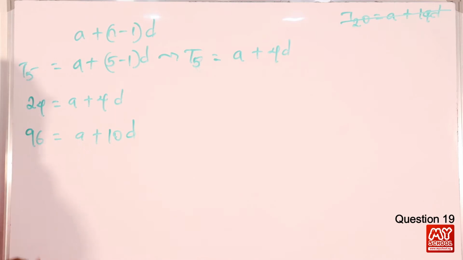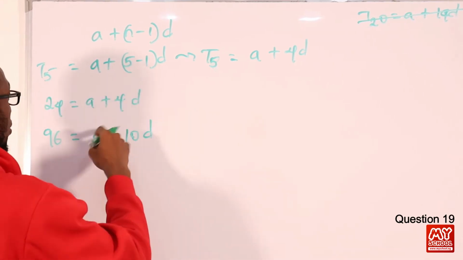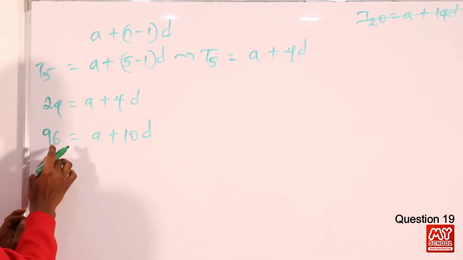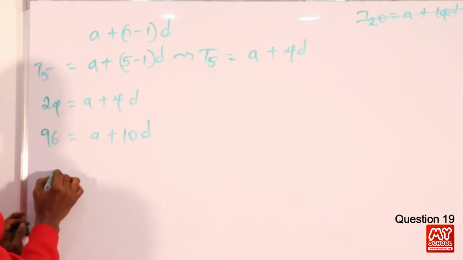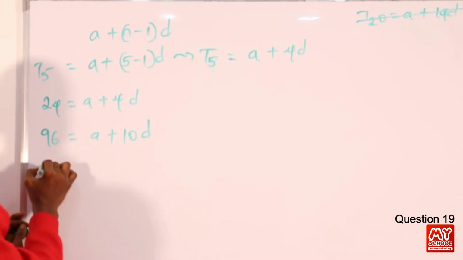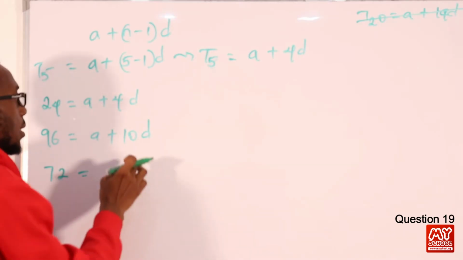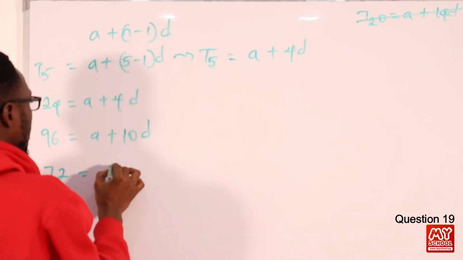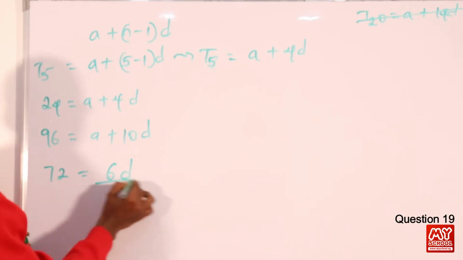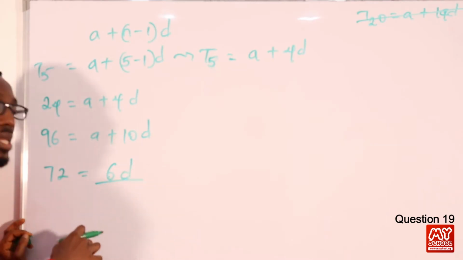Alright, so I can use the elimination method, or I can use the substitution method. So let me subtract the equations. So 96 minus 24 is 72, equals A minus A, that is 0, plus 10D minus 4D, that is 6D. So we divide both sides by the coefficient of D, which is 6.